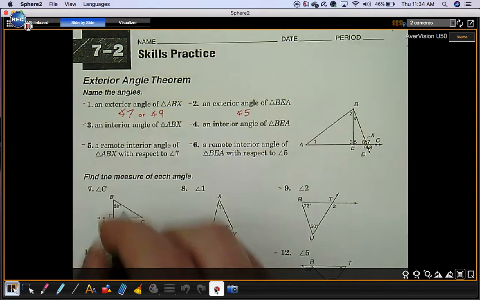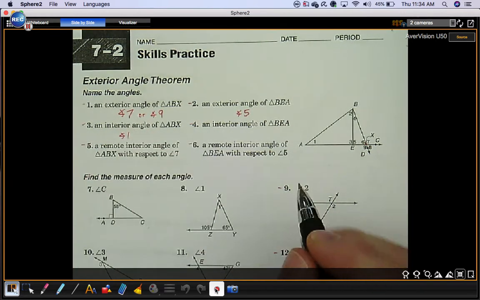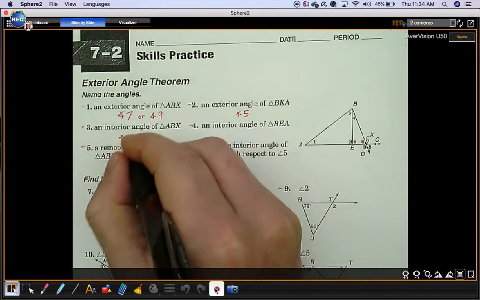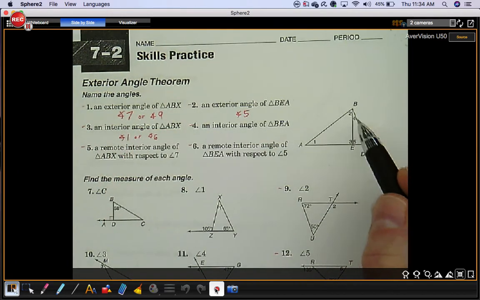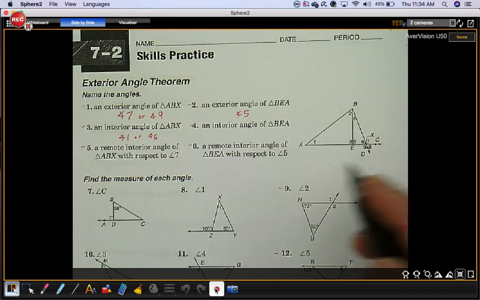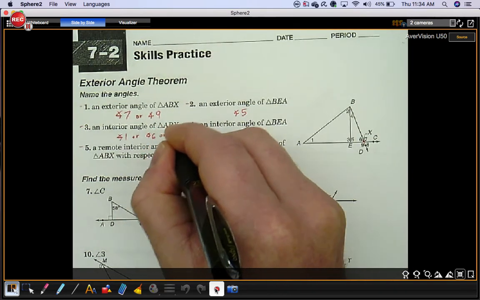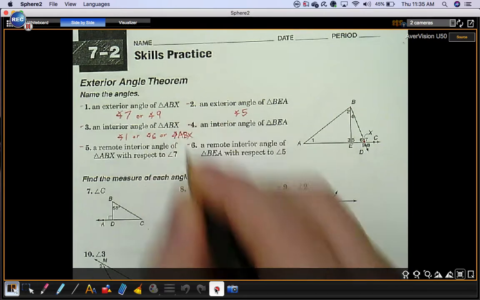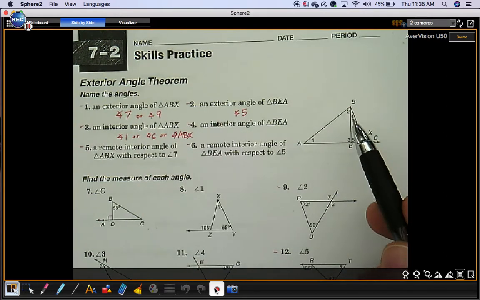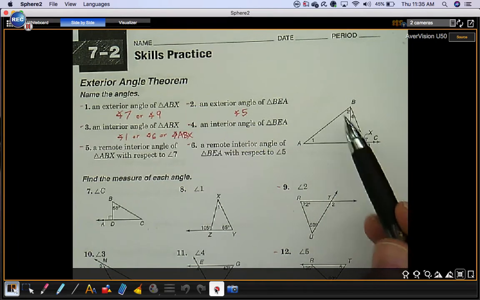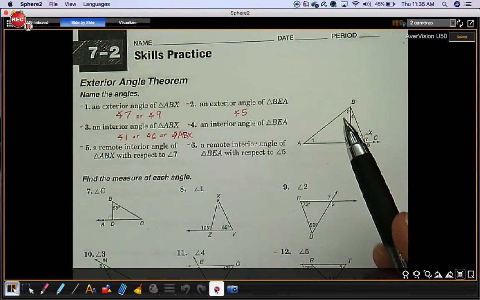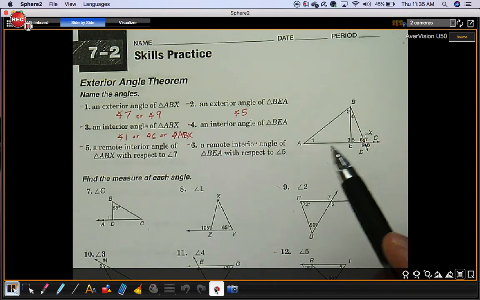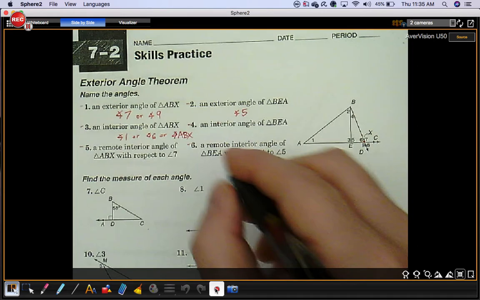Well, angle 1 is an interior angle of it. Angle 6 is an interior angle. And then this angle up here, don't call it angle B, call it angle ABX. Use 3 letters. You can't call it angle 2 or angle 4. Don't call it angle 6, or don't call it angle B. Use 3 letters. Number 4, an interior angle for triangle BEA. Well, there's 3 choices. You could do 1, 2, or 3.